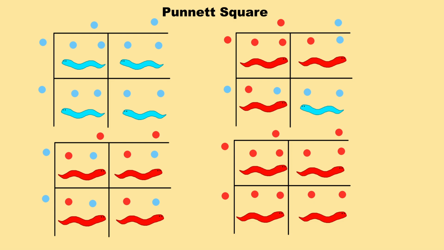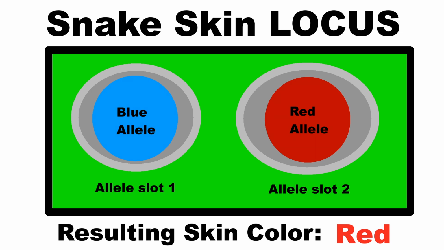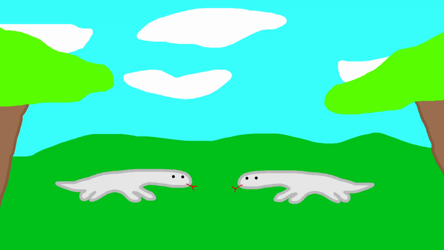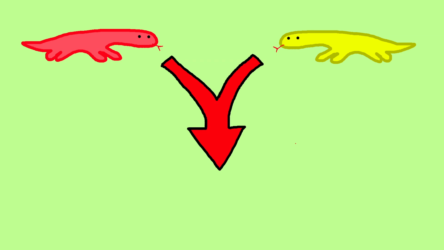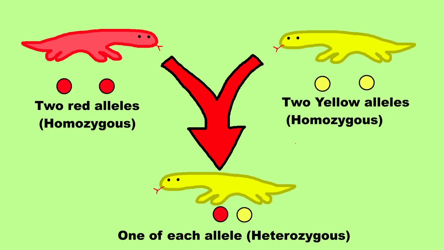Now, the first is the concept of incomplete dominance. This is when having one dominant allele present does not override the recessive allele. Instead, the phenotype of the offspring is a mix between both traits. So, let's say we have a species of lizard. One variety is red and one variety is yellow. Usually, if these two bred and these are homozygotes, then the resulting offspring would be heterozygous, and it would have the trait of whichever allele is dominant. Let's say in this case the dominant allele is yellow, then the offspring would be yellow because the one yellow allele is dominant.